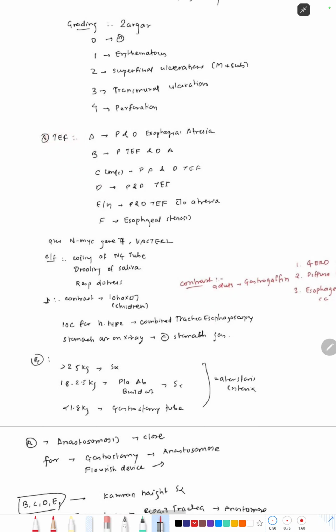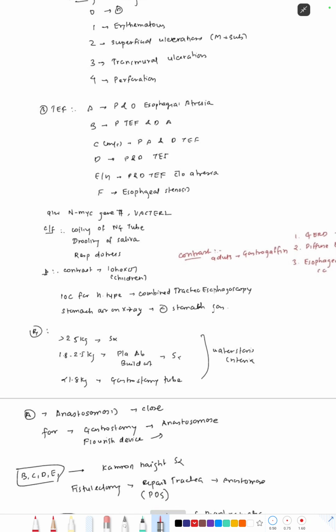Type A is where both proximal and distal esophageal atresia are present. In type B, there is a proximal tracheoesophageal fistula while the distal is atresia; remember it as BP. Then type C, which is the most common type, where the distal tracheoesophageal fistula and the proximal atresia are present. And type E or type H is where both the proximal as well as the distal lead to tracheoesophageal fistula. And in type F, there is just an esophageal stenosis.